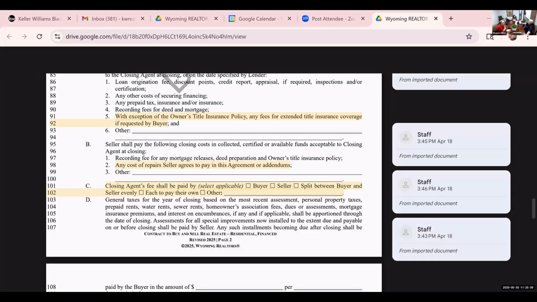So let me ask you this, if you have it written in that $10,000 for seller to pay up to $10,000 towards buyer's closing costs, prepaids, or rate buy down. If, let's say, closing costs and prepaids only come to 7,500, there's an extra 2,500.